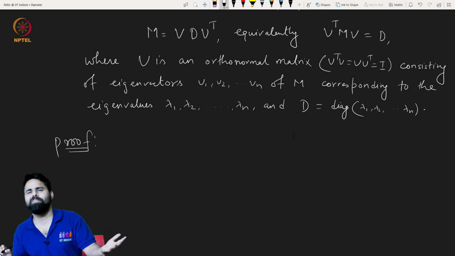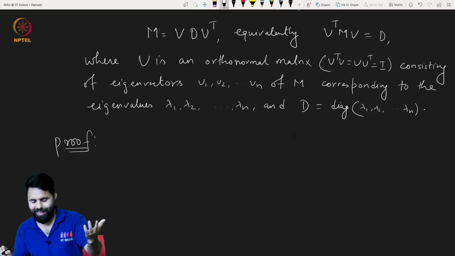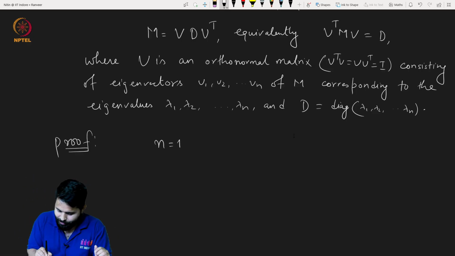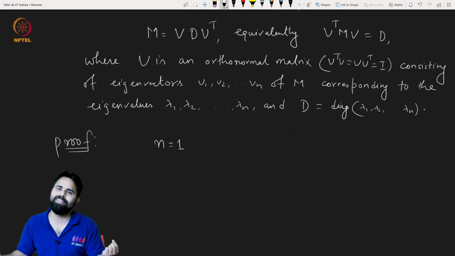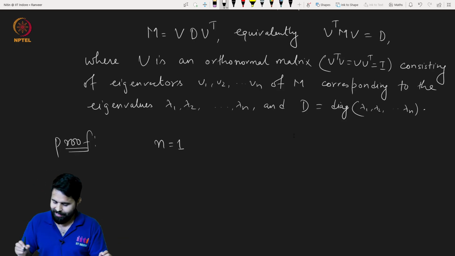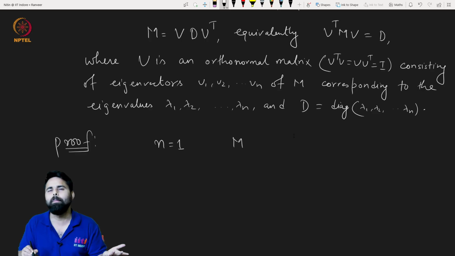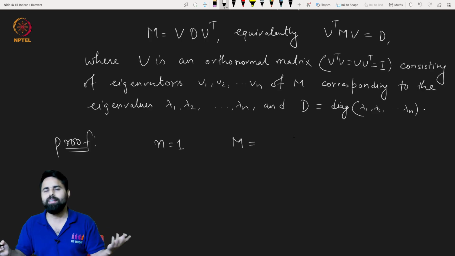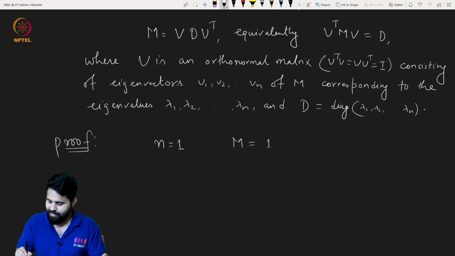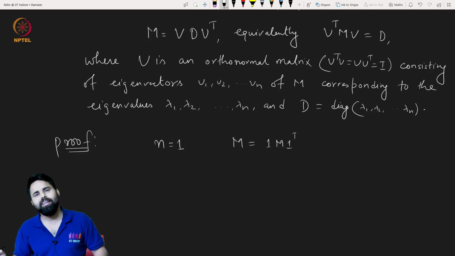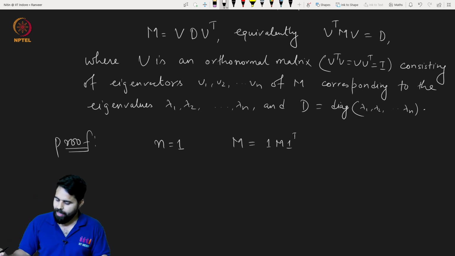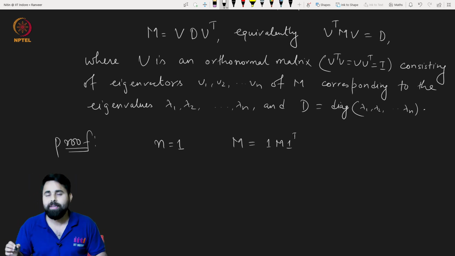The first base case is very simple. When n equals 1, this is a 1 cross 1 matrix. There is just one entry. In that case, you can safely write M, because this is just a number, equal to 1 M 1 transpose. You consider V as 1, and then you can write this. So V is your 1, and M is just 1.